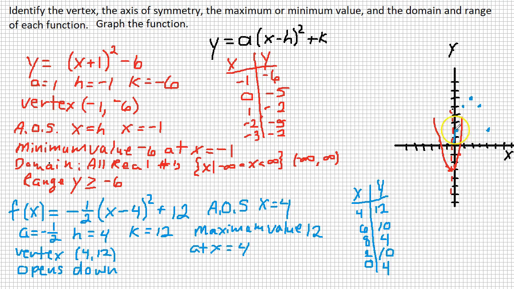Okay, connecting our dots. I kind of missed that one a little bit. You get the point. Our axis of symmetry is just the vertical line that goes through our vertex, which in this case is x equals 4. And then we need to do domain and range. Our domain, all real numbers. Why? I can pick any number I want.